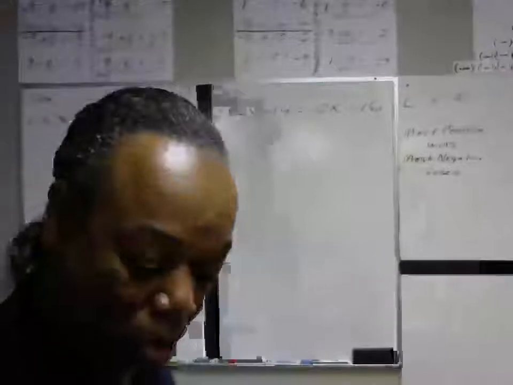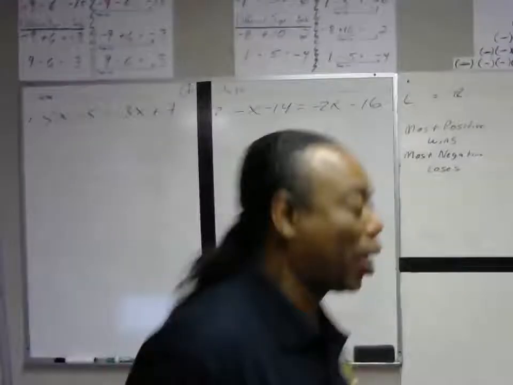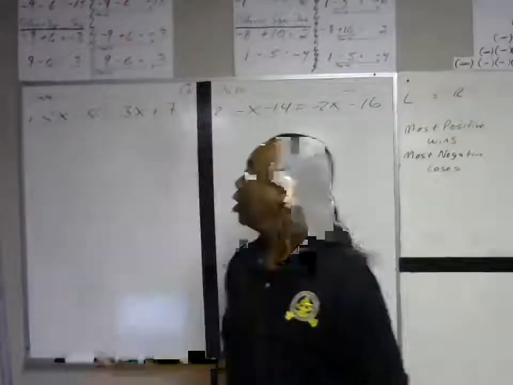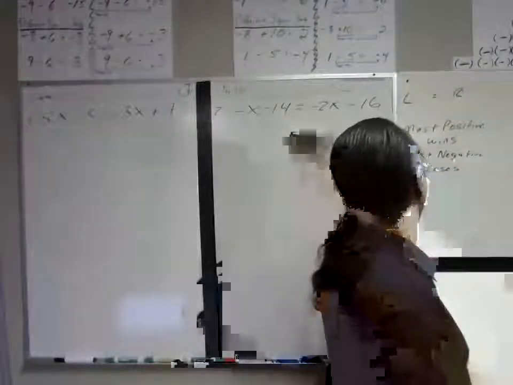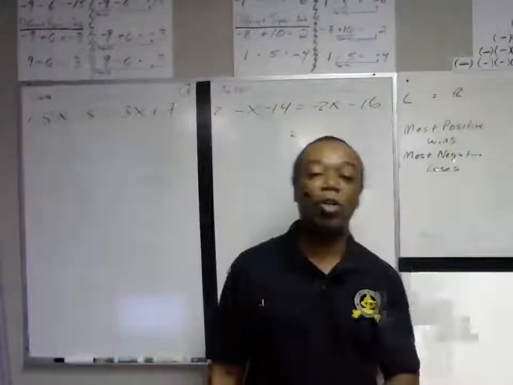Okay, here we go. Lesson 7. Lesson 7, now the x is going to be on the left and right side. The question is, how do you decide if there's going to be a right side problem or a left side problem? The way that you're going to decide is you have to figure out what side is most positive or what side is most negative.